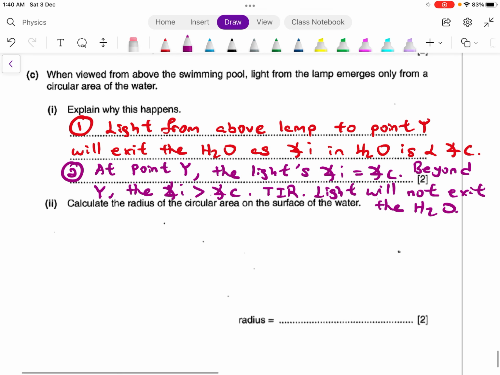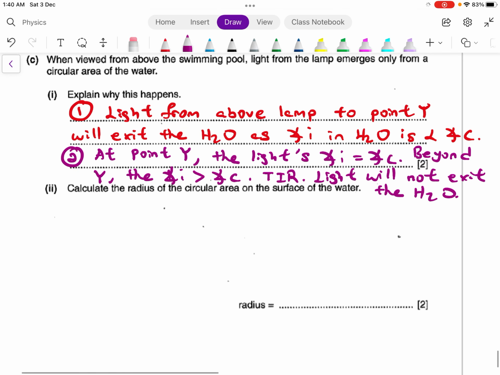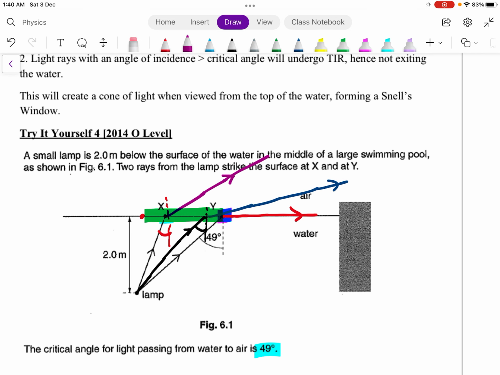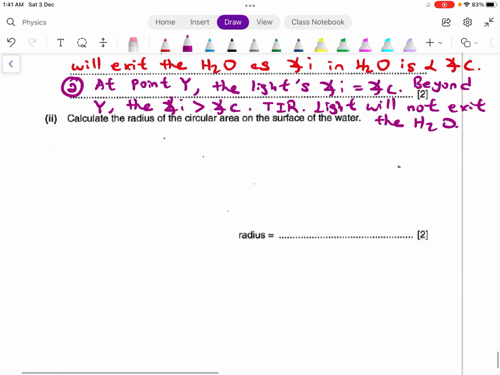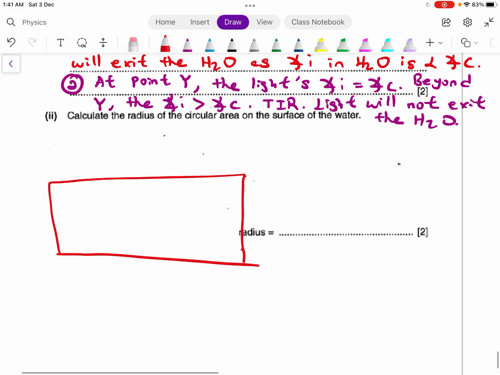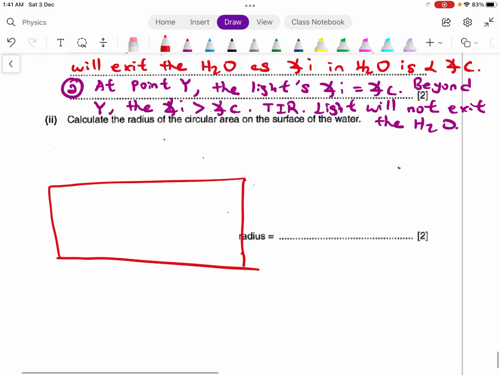For part 2, calculate the radius of the circular area of the surface of the water. So let me just copy this. If you look at this, they want the circular radius. This green shaded region is actually the circular radius. So how do I do this? First, you must use a bit of simple trigonometry. So let's draw this pool of water. Of course the lamp is 2 meters beneath the water. So this is the lamp.